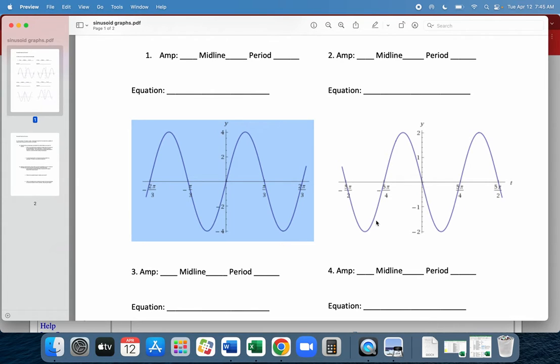Is 2 pi over 3 more or less than 2 pi? Yeah, it's less, right? It's a third the size. We've divided the period by a factor of 3. So we talked about this in a different order, I think last Thursday. It could have been the end of class on Tuesday also. Talked about period for a while.